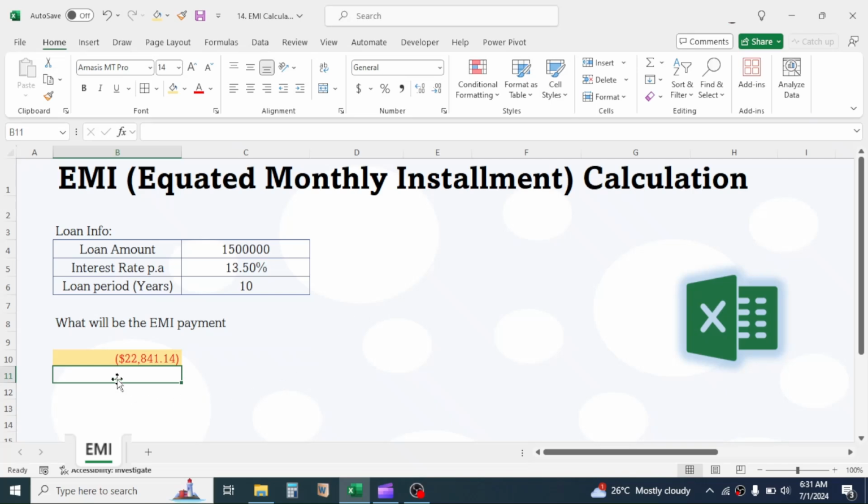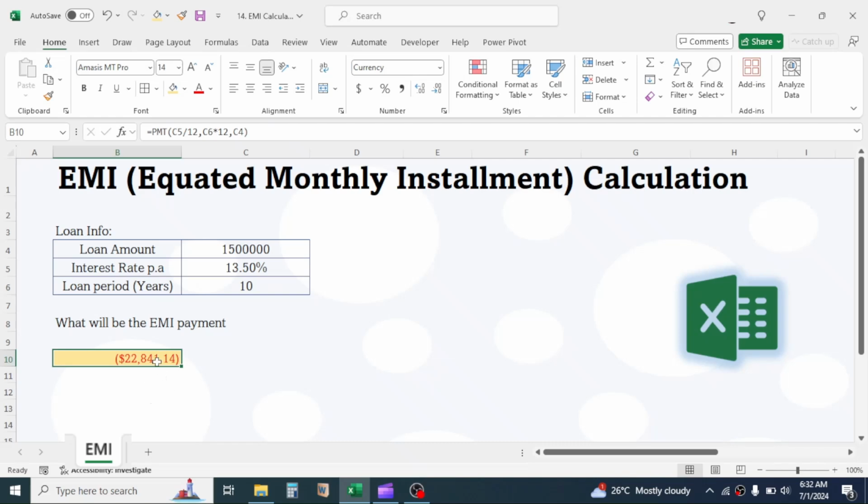Here you got the result. This is the EMI payment. By default, it is given in US dollar currency and in negative number. It is given in negative, because from bank's perspective, it is a receivable payment.